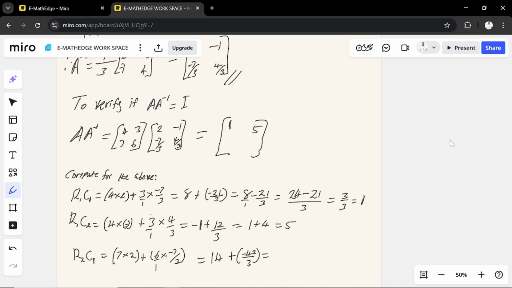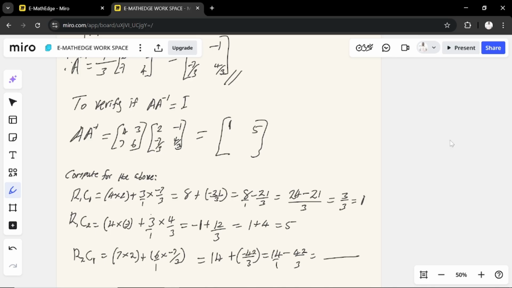To simplify further, we have a negative sign here and a positive sign. So negative and positive is going to give us negative. So we have 14 subtracting 42 all over 3, right? Such that for us to solve this fraction, let's take this to 1.